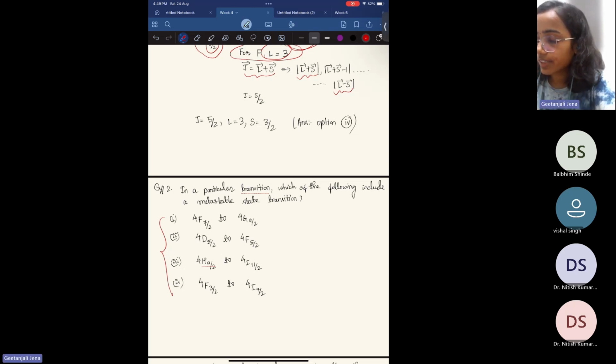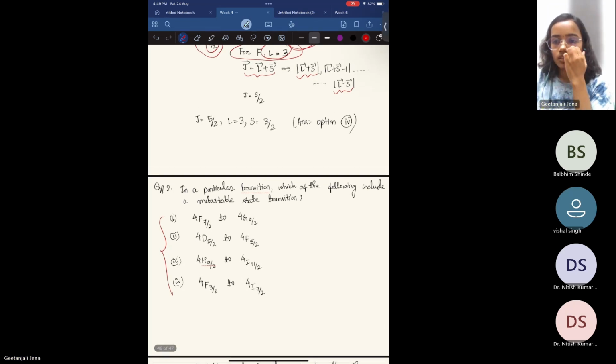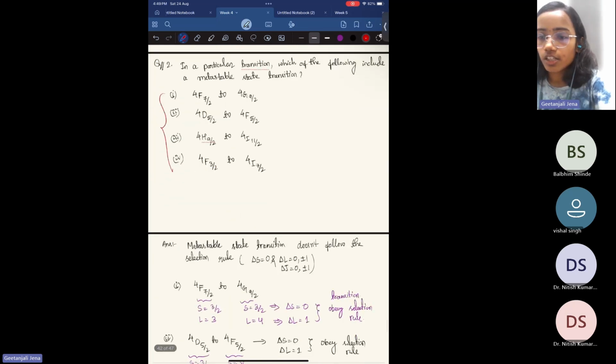So how can you identify which one includes a metastable state? If you recall, metastable states do not follow the selection rules. So what are the selection rules? Selection rules tell us what kind of transitions are possible in an atomic system. From quantum mechanics, we saw that the selection rules are delta S is 0, delta L should be 0 or plus or minus 1, and delta J should be 0 or plus or minus 1.